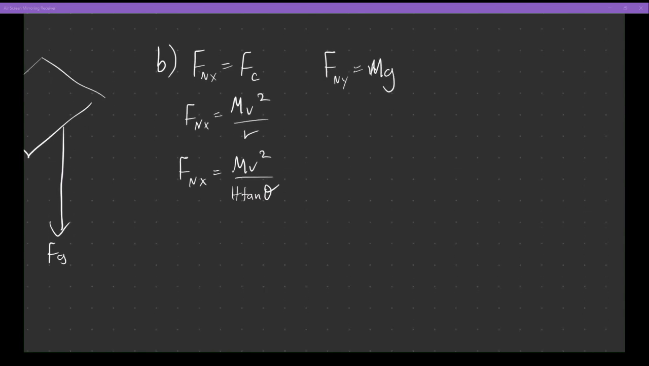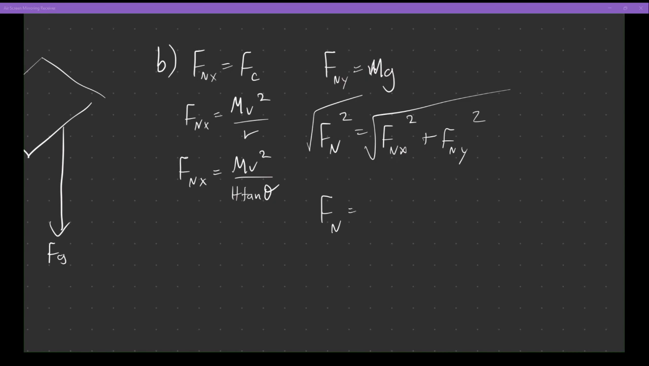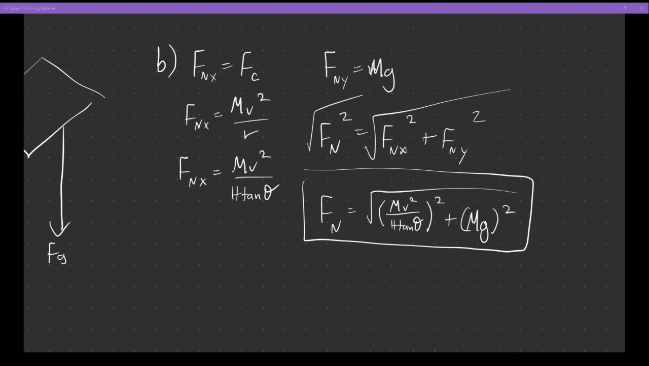So I can use the Pythagorean theorem, which is F_nx squared plus F_ny squared. So I take the square root of both sides. Now I'm just going to plug in the values that I got before. So F_n equals the square root of (mv squared over h tan theta) squared plus (mg) squared. That's it for part B.